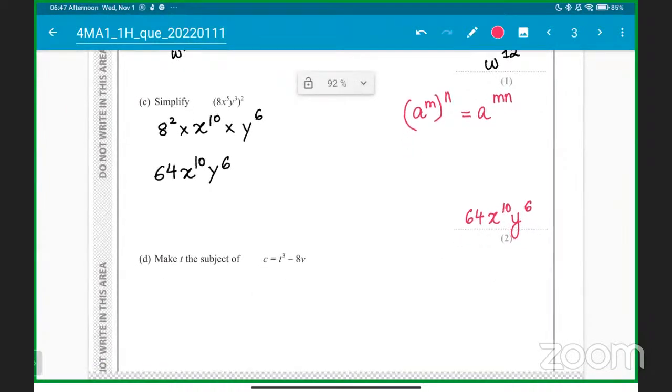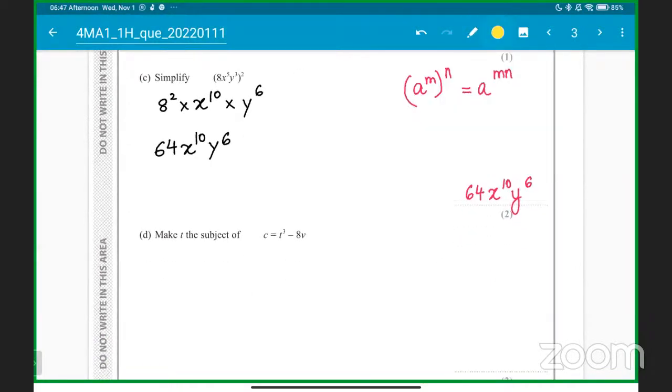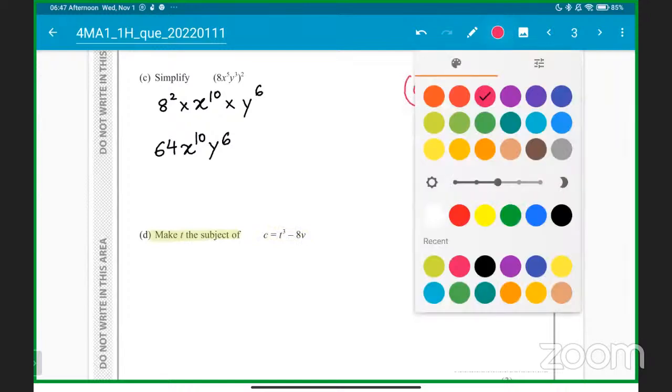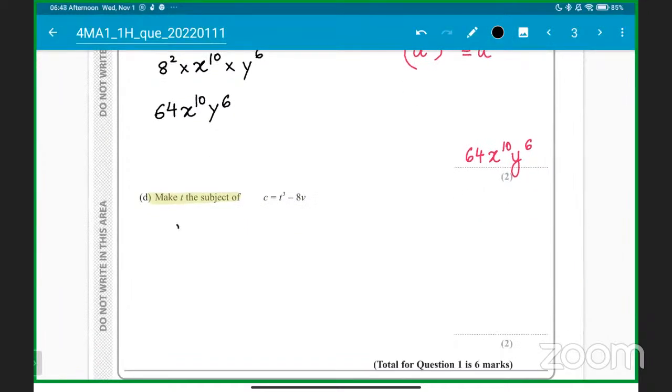Then we have to make t the subject here. C is equals to t cube minus 8v. So you need to understand that you will bring it here, c plus 8v. You have to keep t cube as separate. Okay. Understood the first step?